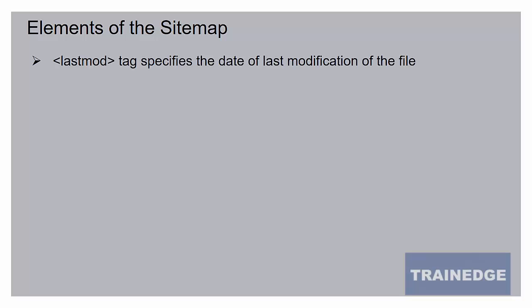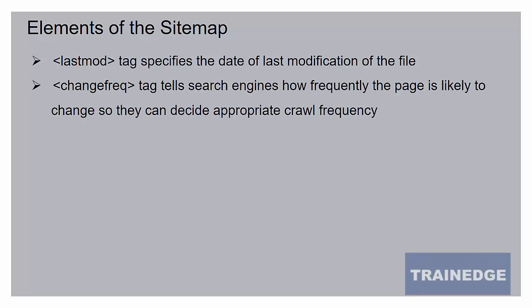The lastmod tag specifies the date of last modification of the file or the page. So if Googlebot sees that the last modification date is after the last indexing date for the site, it is going to re-index that page. The change frequency tells search engines how frequently the page is likely to change, so the search engine can decide the appropriate crawl frequency. If you say the page or the site changes every week, it will come back and recrawl every week. If you say it changes every month, then it will try and come every month.